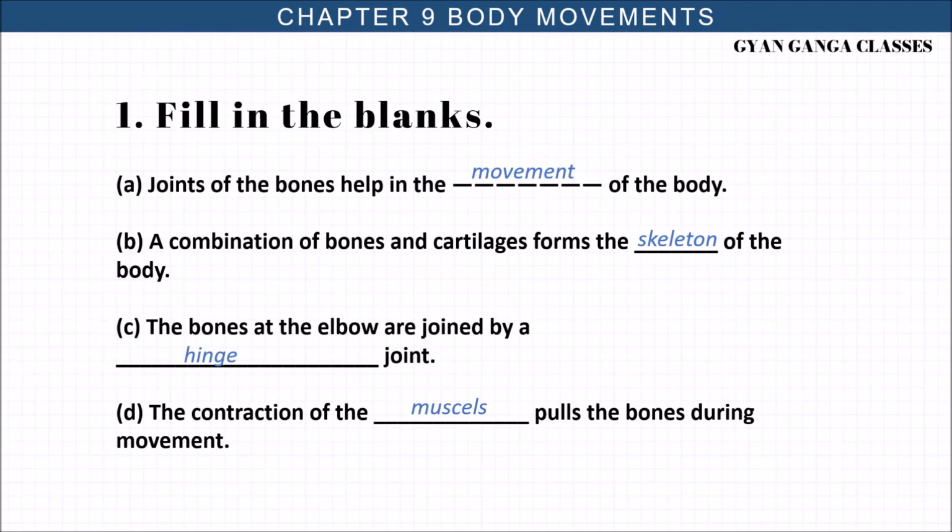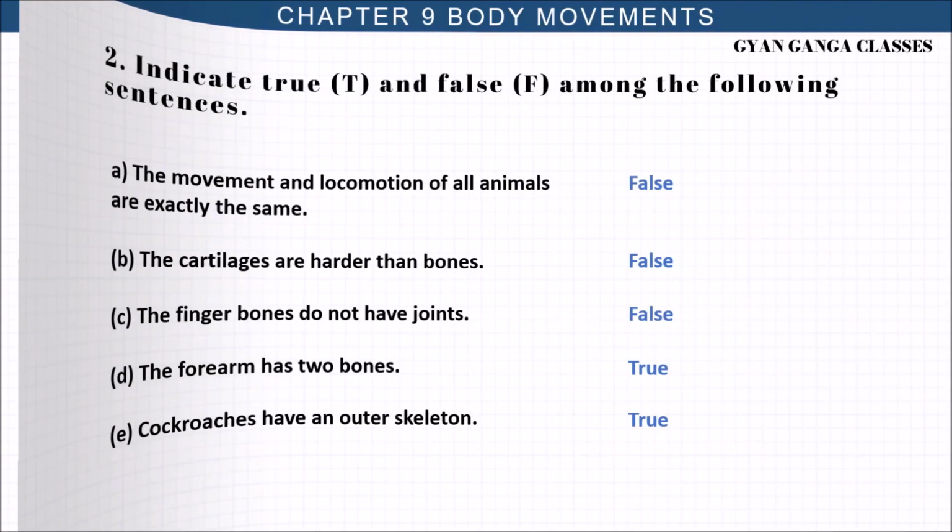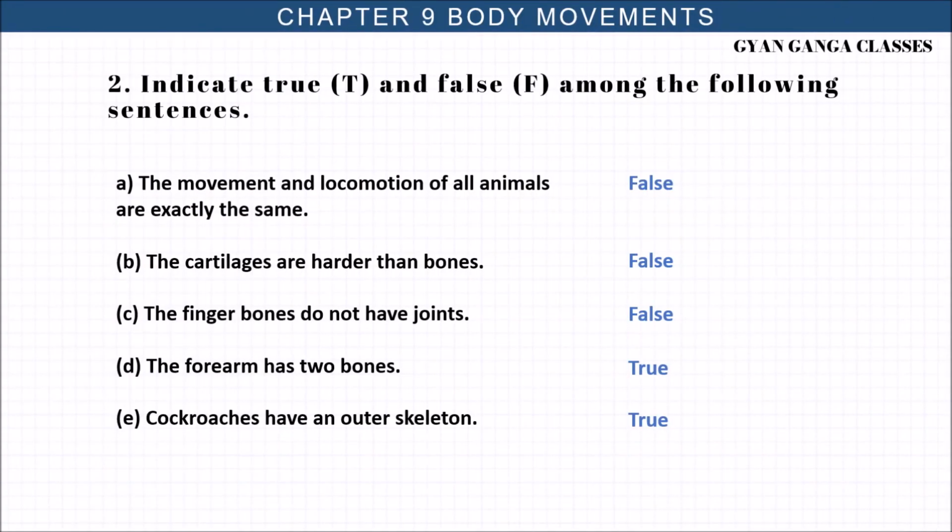यही सब पढ़ा था हमने। चलिए अब करते हैं हम एक्सरसाइज। The joints of bone help in the movement of body. A combination of bones and cartilage form the skeleton of the body. The bones at the elbow are joined by elbow में कौन सा joint है? Hinge joint. The contraction of the muscles pulls the bones during movement.